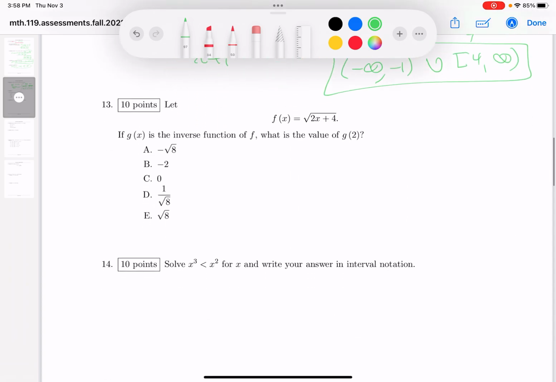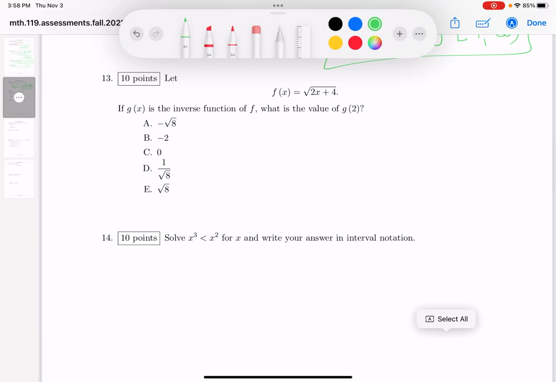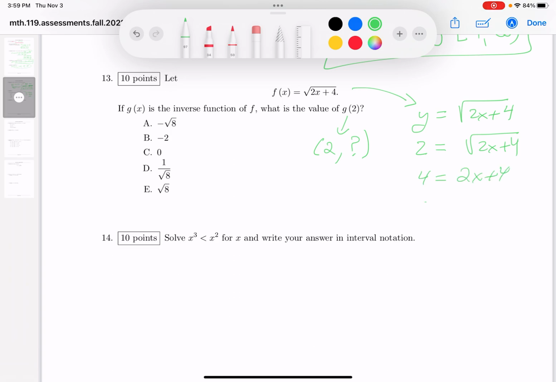All right. This one, number 13, they want you to find what g of 2 is with the understanding that g is an inverse of f. Well, there's a variety of ways to do this, including finding the inverse. But right now, what do I know? Let me just write down y equals the root of 2x plus 4. Basically what they're doing over here is an ordered pair of numbers, which would be 2, and there'd be some number over here. Now, what does that mean? That this is 2, and it equals this over here. Can I solve that without going for the inverse? Yes, you can. What do you get over there? 4 would equal 2x plus 4. So x would clearly have to be 0.